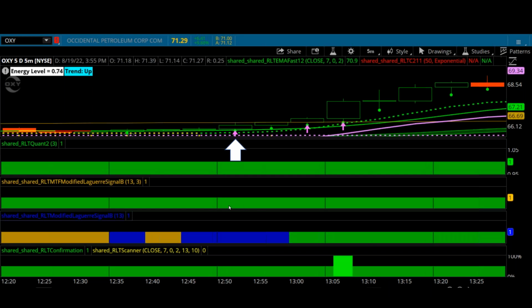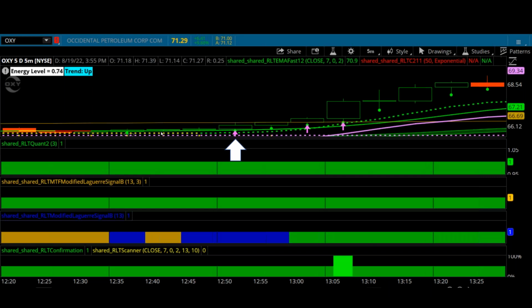This is a multi-time frame Laguerre, from 3 different time frames, and this is the 5-minute. This is the current time frame Laguerre, and what we're looking for is either blue or green for bullish, and we want them to all be the same across the board here.